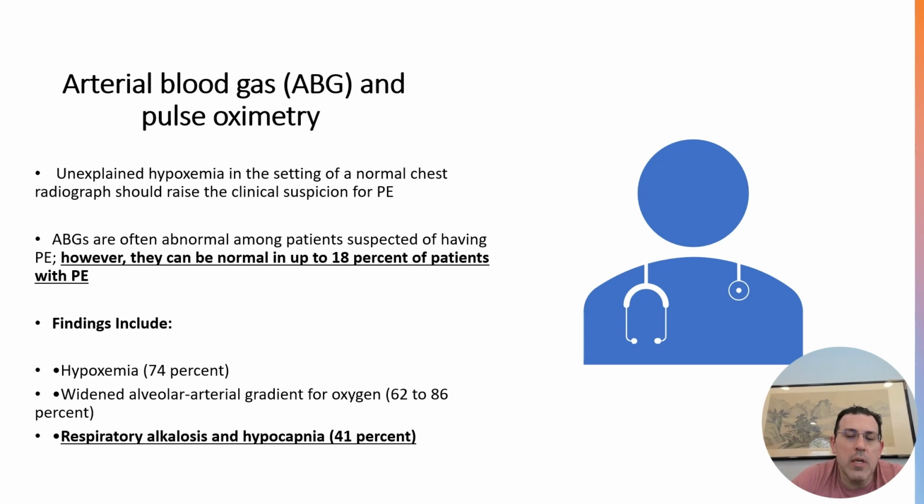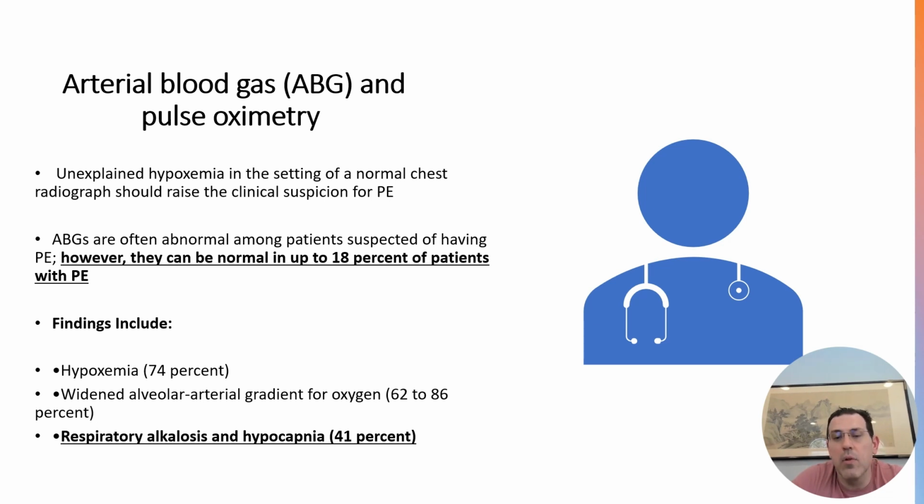Now, if you do get the ABG, what are some of the things you're going to look for? You're going to look for hypoxia, which is the most common finding, in 74% of patients. You can have a widened AA gradient because it's a shunt. You have that blood clot going to the lung. It's blocking off blood flow going to that portion of the lung, and that can't aerate. So you have a widening of your AA gradient. However, you could also have respiratory alkalosis and hypocapnia in 41% of patients.